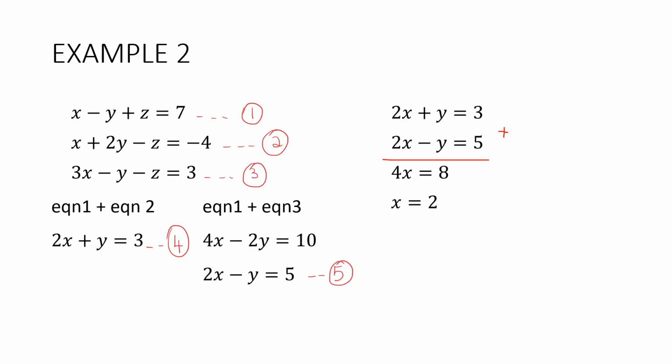So I have my first bit of information. Now I'm going to substitute this x equals 2 back into one of these. I'm actually going to put it into equation 4 to work out what y is equal to. So 2 lots of 2 is 4 plus y is equal to 3. y is equal to -1.